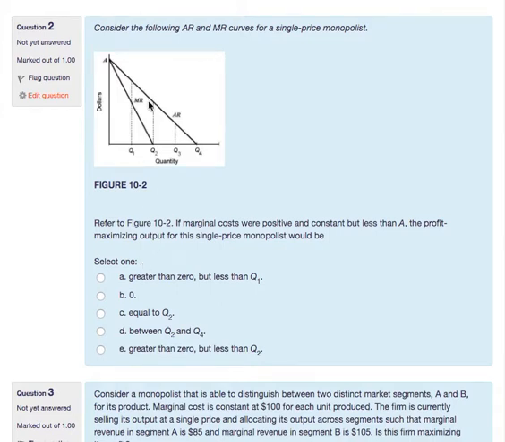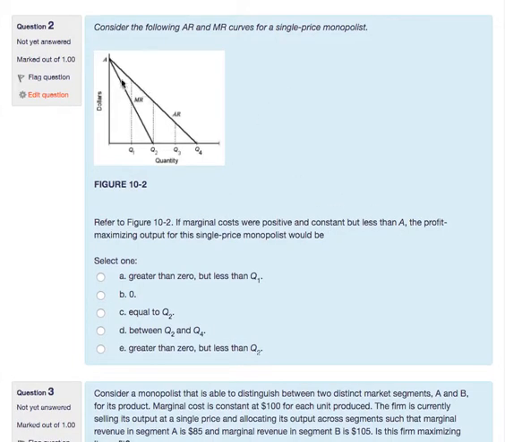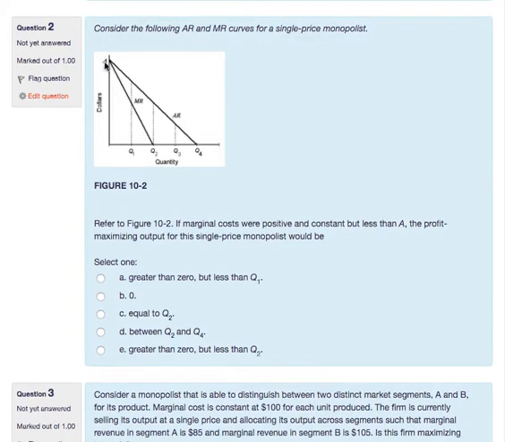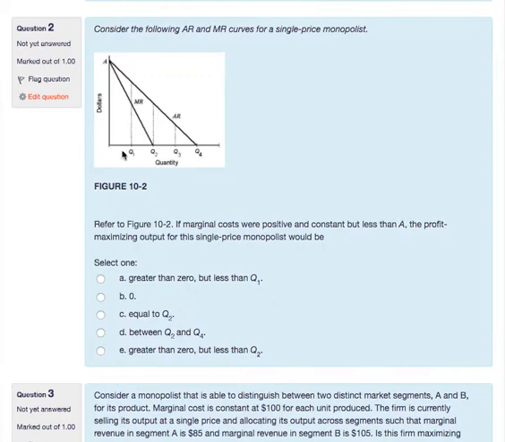Consider the following average revenue and marginal revenue curves for a single price monopolist. If the marginal costs were positive and constant but less than A being this amount here, the profit maximizing output for the single price monopolist would be what? So the two limits that they're setting is that the marginal costs are positive. So they're not equal to zero.